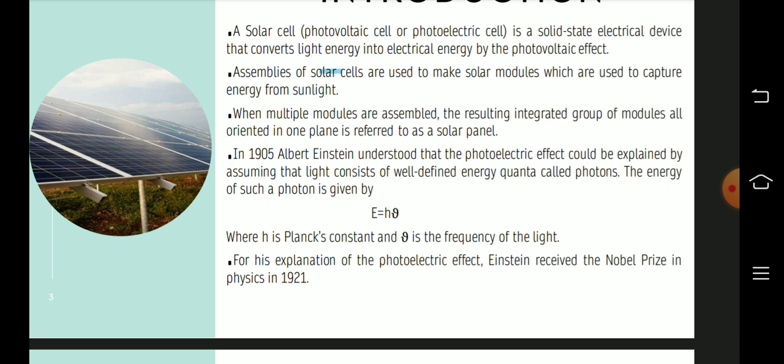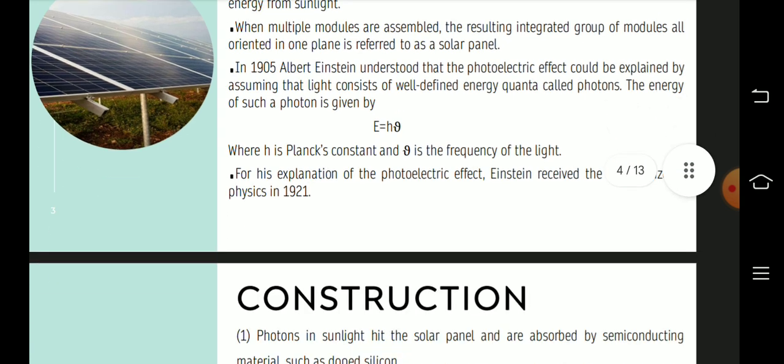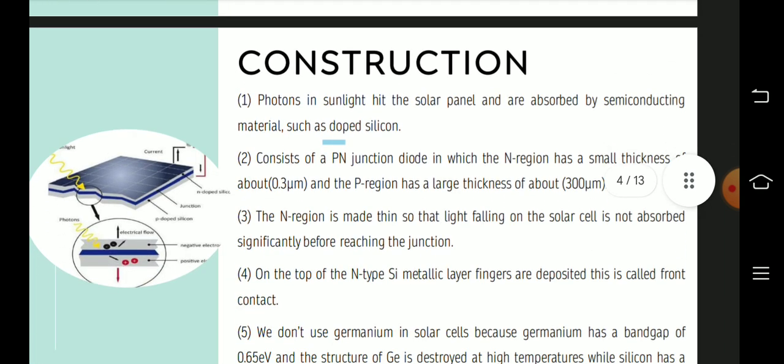In 1905, Albert Einstein understood that the photoelectric effect could be explained by assuming that light consists of well-defined energy quanta called photons. The energy of a photon is E equals h nu, where nu is the frequency of light. In 1921, Albert Einstein received the Nobel Prize for the explanation of the photoelectric effect. Let's move to the next slide, that is construction of solar cell.